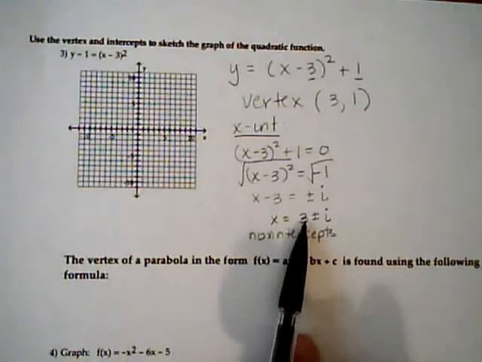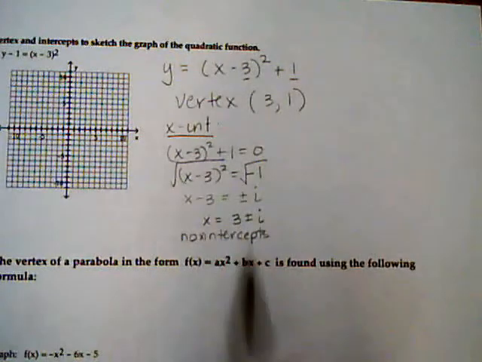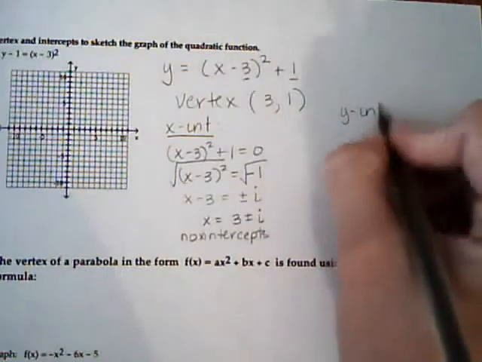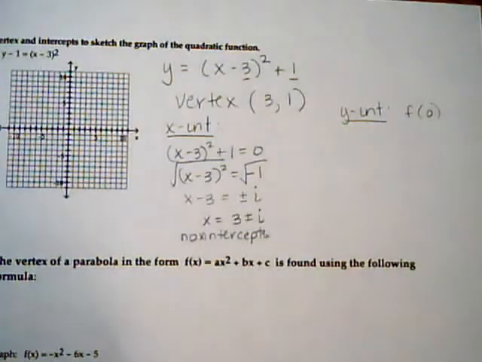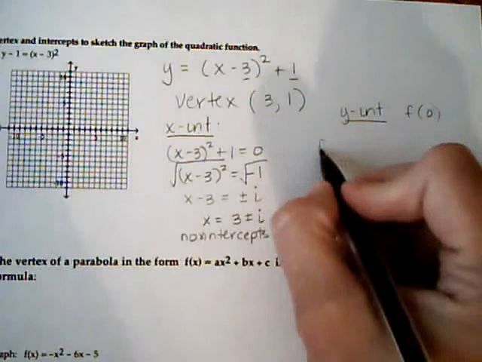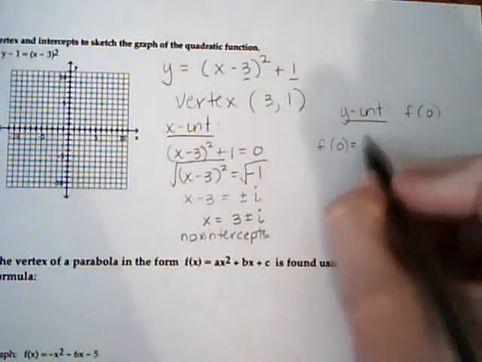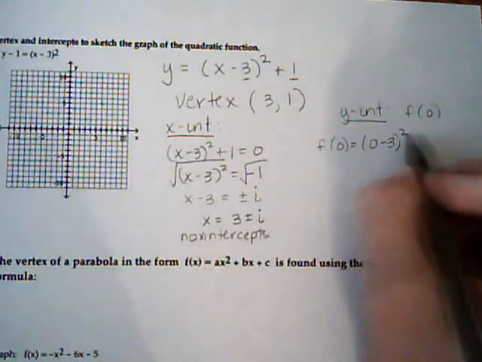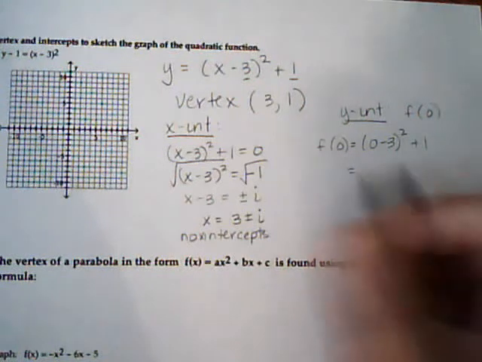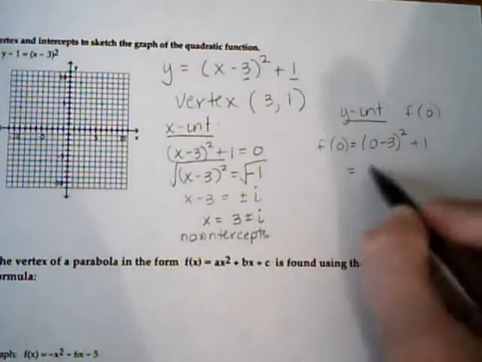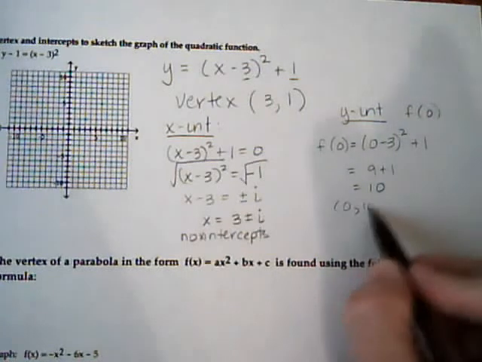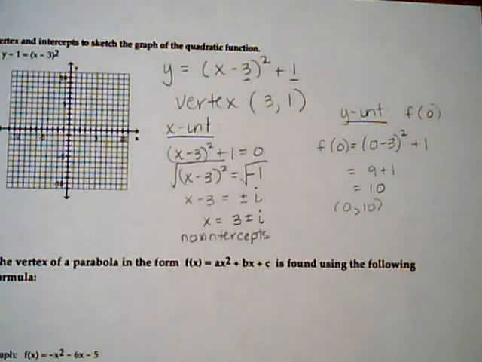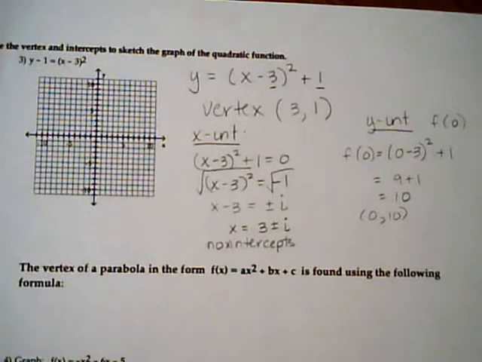So we still need to find the y-intercept. To find the y-intercept, we would just evaluate the function at 0. So if I plug in a 0, it's going to give me 0 minus 3 squared plus 1. So negative 3 squared would be 9, plus 1, which is 10. So my y-intercept would be the point (0, 10). So we can use that to graph our parabola.